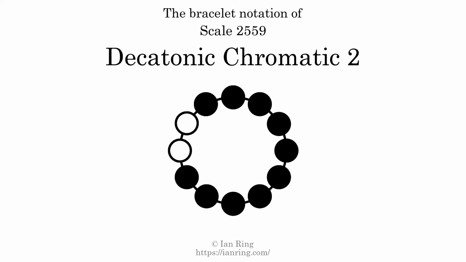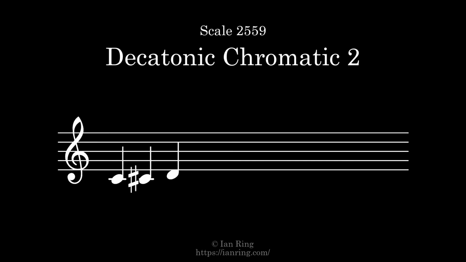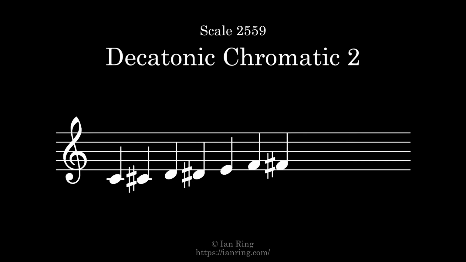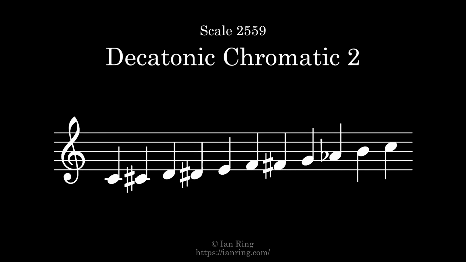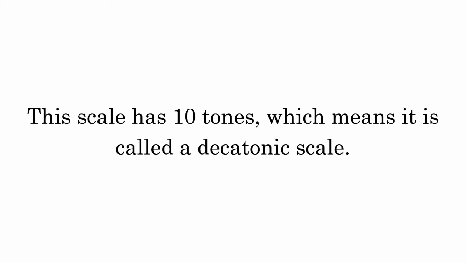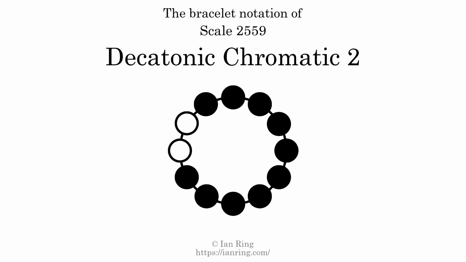2559, Decatonic Chromatic 2, which sounds like this. This scale has 10 tones, which means it is called a decatonic scale. This is a bracelet notation diagram of scale 2559. The shaded circles represent tones that appear in the scale, and they are read clockwise, starting at the top.